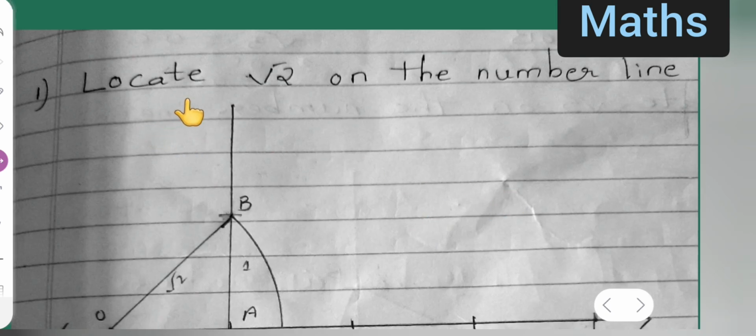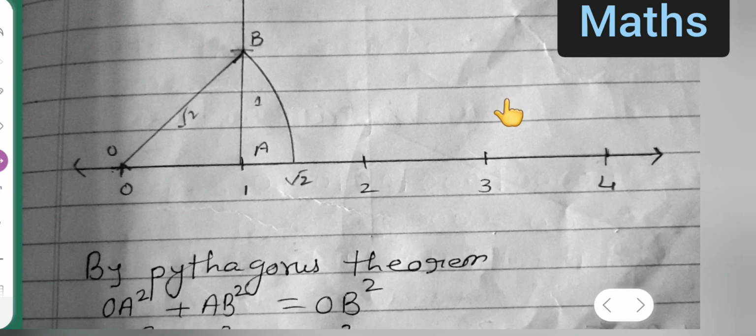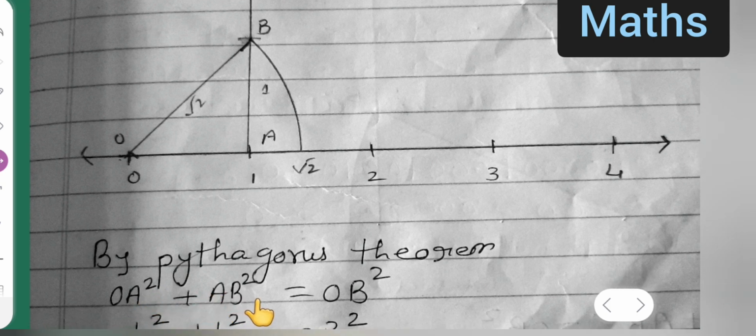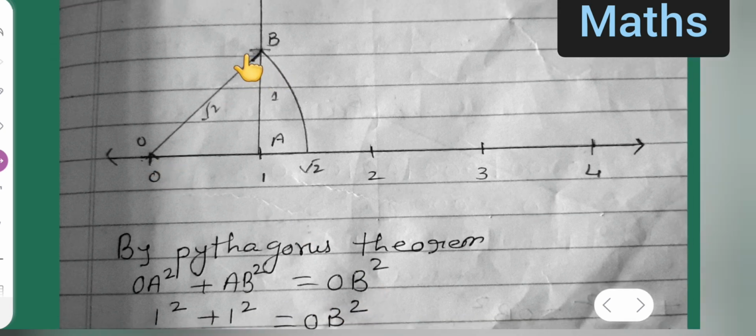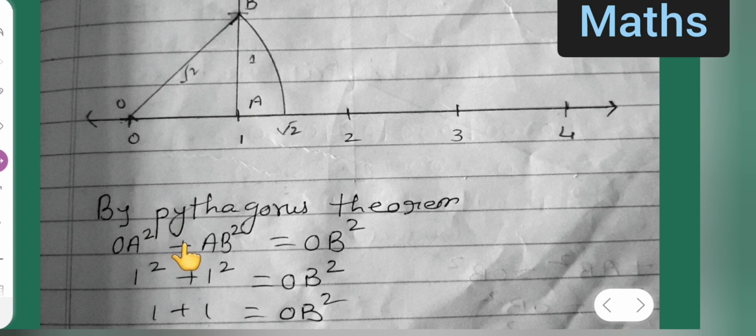First I will show you how to locate root 2 on the number line, before constructing root 2, okay? Here OA is given. By Pythagoras theorem, OA square plus AB square is equal to OB square, okay? Now what is my OA square? OA is 1 unit, so 1 square, plus AB is also 1 square, because it is 1 unit. OB is something which we need to find, okay? I have not constructed it yet. I will be showing it to you.